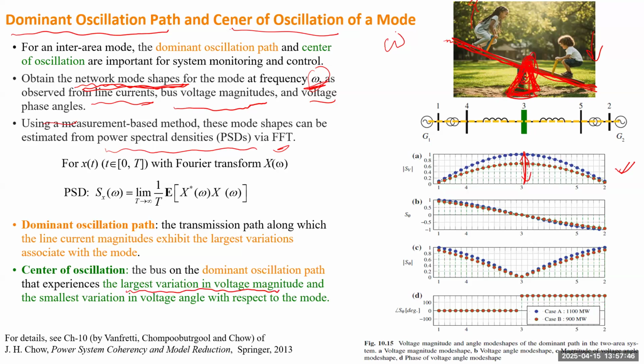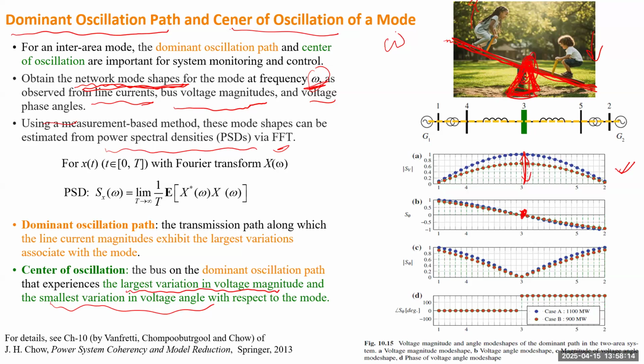And how about the angle variation? The smallest angle variation is also at bus 3. Bus 3 doesn't change phase. So that confirms this is the oscillation center. Because for this system we only have a single path. If you have a mesh network, you need to also check the line current variations, which tell you where the path is.